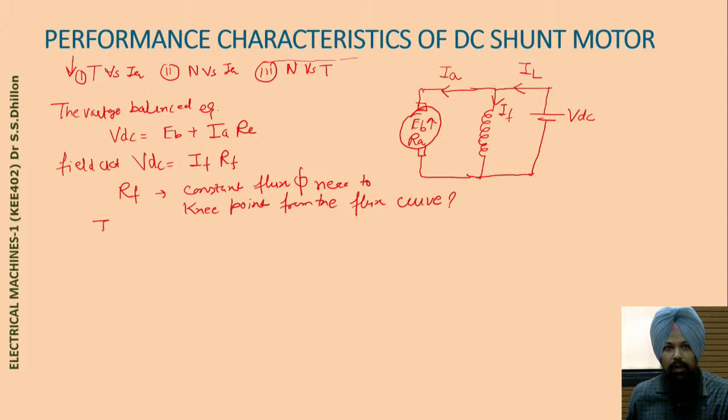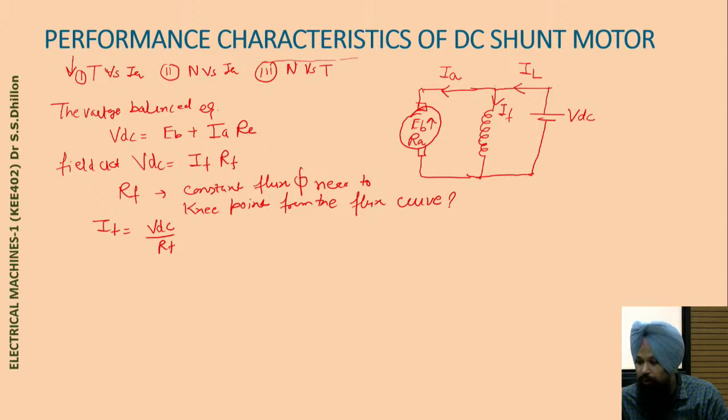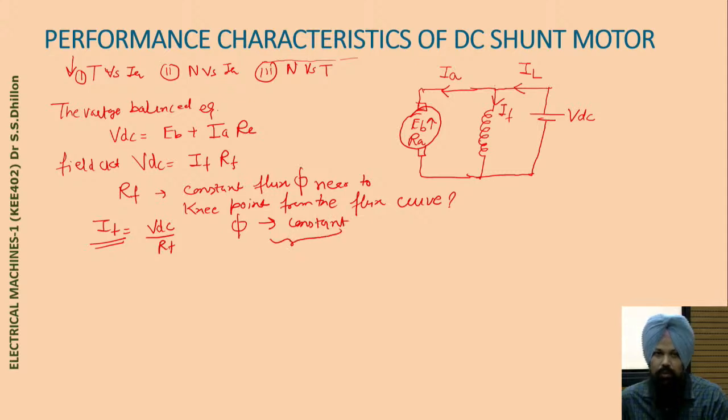Then we know that IF, the field current, is given by VDC divided by RF, because VDC is now connected in parallel with both the circuits, the field as well as your armature circuit. Now, if we have this field current, we get the flux, and we have set this flux to be constant. There is no variation in this field current, and we have constant flux.